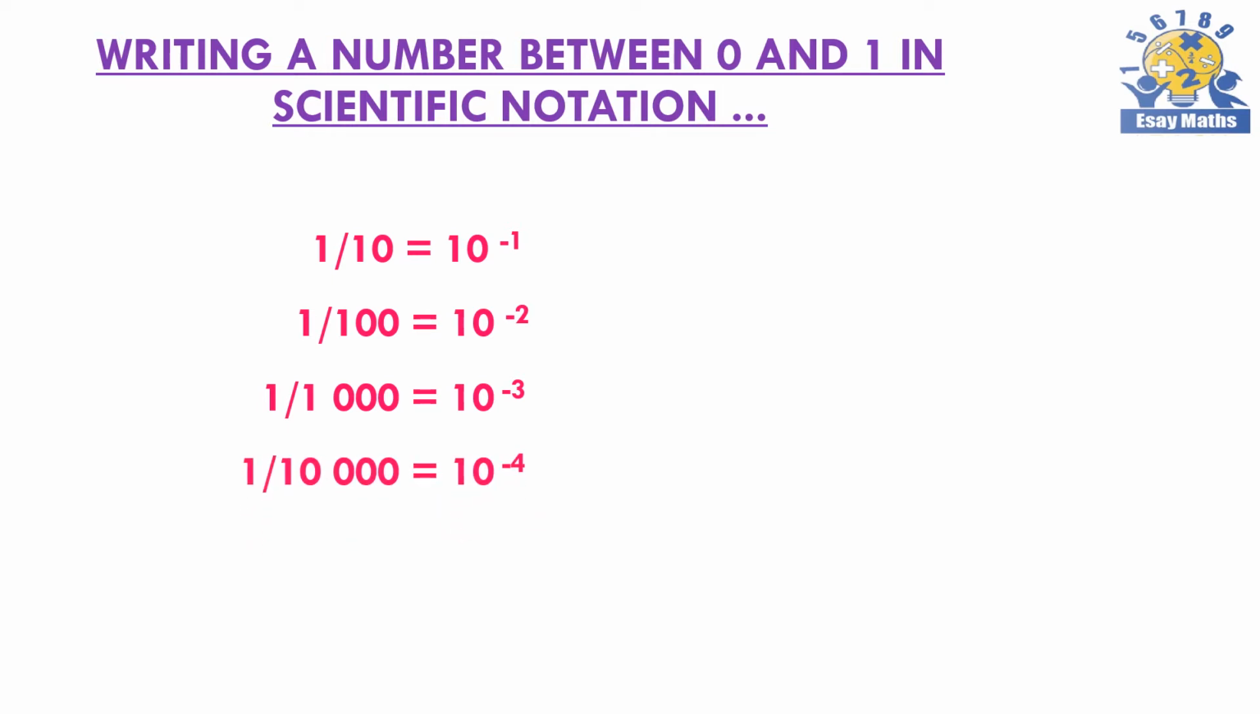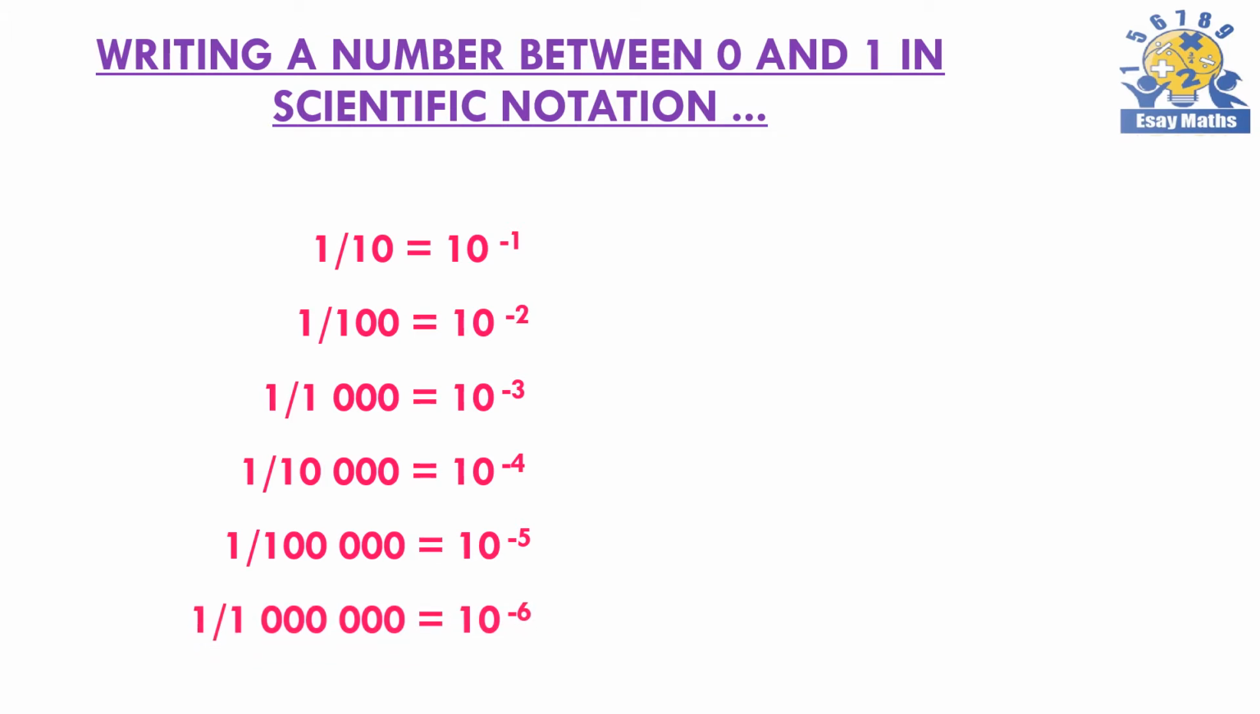Next one, 1 over 10,000. In 10,000 there are 4 zeros. Therefore, we can express it as 10 to the power minus 4. 1 over 100,000. In 100,000, there are 5 zeros. Therefore, we can express that fraction as 10 to the power minus 5.